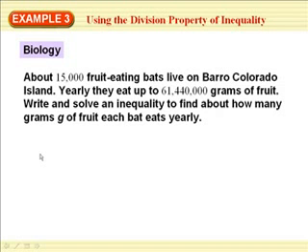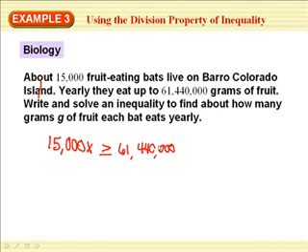So 15,000 bats. I'm thinking that's 15,000 times x has to be greater than or equal to 61,440,000. Because if there's 15,000, we don't know how much each bat would eat when you divide. So the opposite of multiplying right here would be to divide by 15,000.